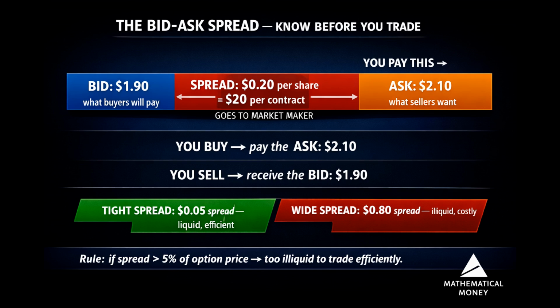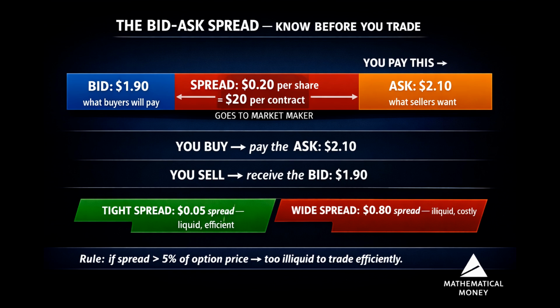The ask is what sellers want. The spread between them is the cost of doing business. If a contract has a bid of $1.90 and an ask of $2.10, the spread is 20 cents per share, $20 per contract. When you buy, you pay the ask. When you sell, you receive the bid. The spread is not a fee you pay to a broker. It goes to the market maker providing liquidity.